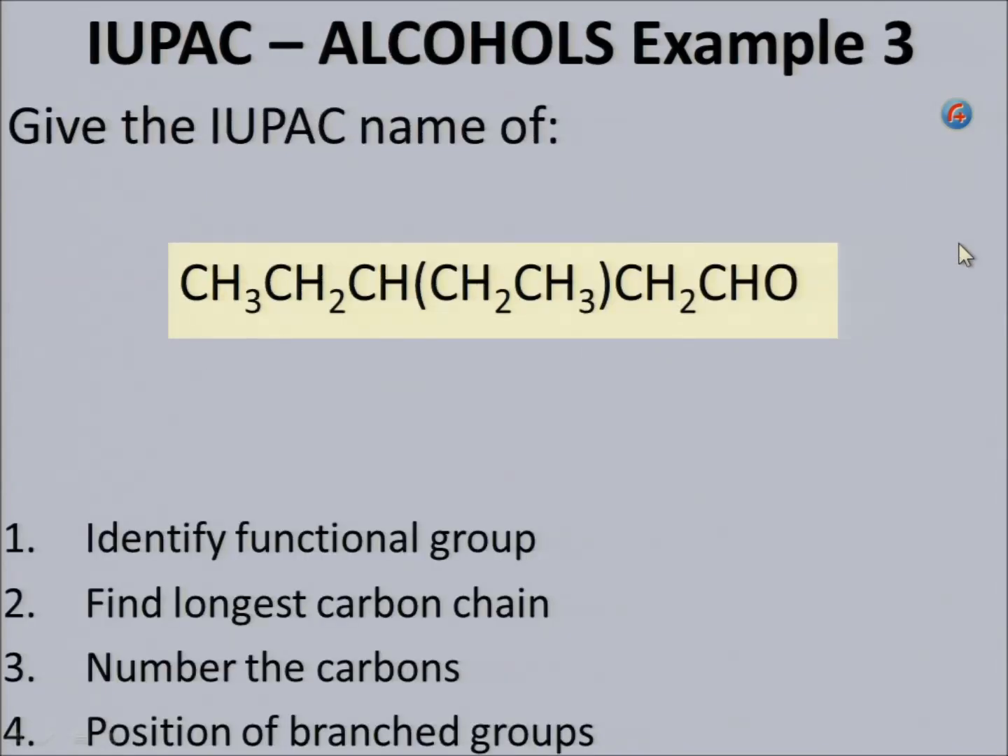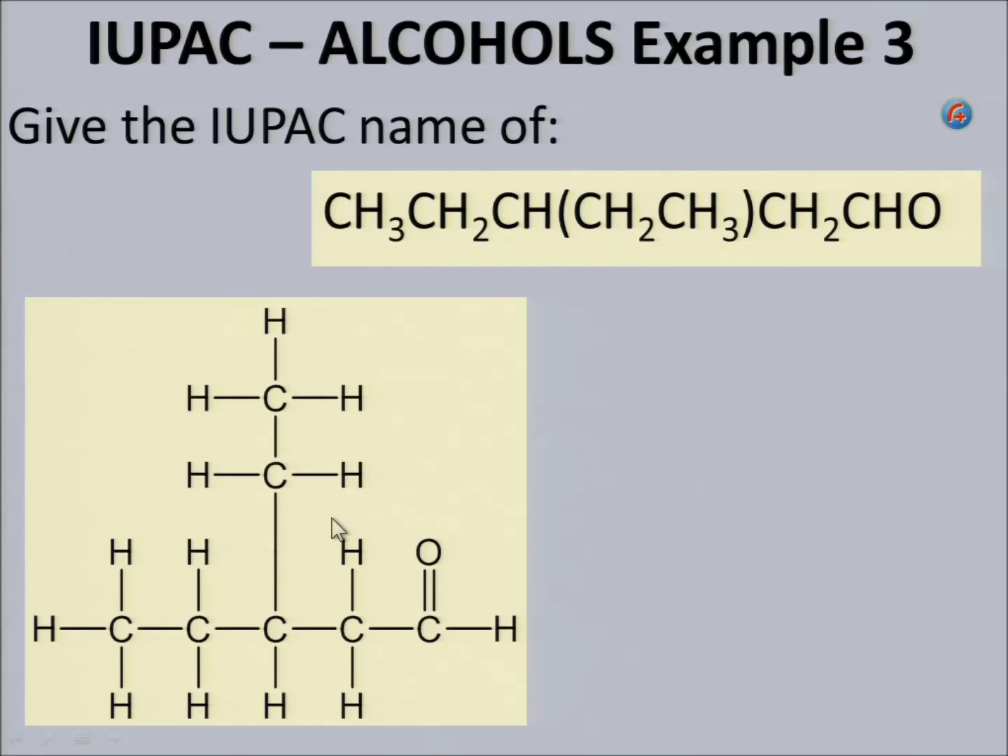Example 3. Give the IUPAC name of that molecule. The first thing you do is draw your structural formula. There you go. Here is your CHO. CHO means aldehyde. Aldehyde means carbon, double bond, oxygen and a hydrogen. There is your CH2. Then you have a carbon with a hydrogen and bonded to a CH2, CH3. And another CH2, CH3.